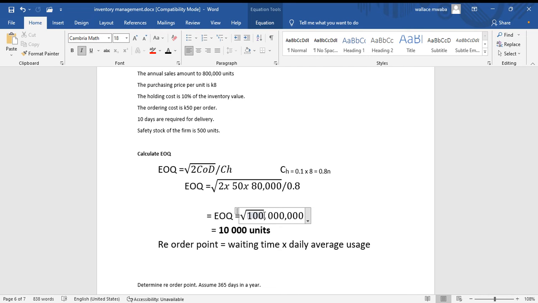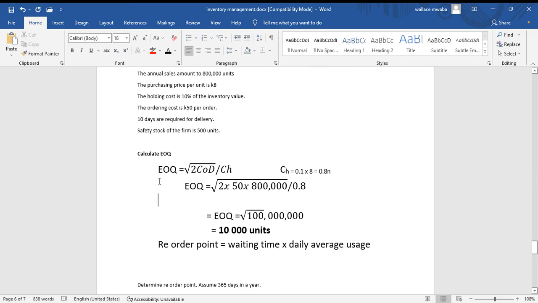Two times 50 times 80,000. It's not 80,000, it's 800,000. I'm seeing the figure here. So when you multiply across 2 times 50 times 800,000, you get 80 million, right? 80 million divided by 0.8, we get 100 million. Yes, that's correct. I used 80,000 before you added it.